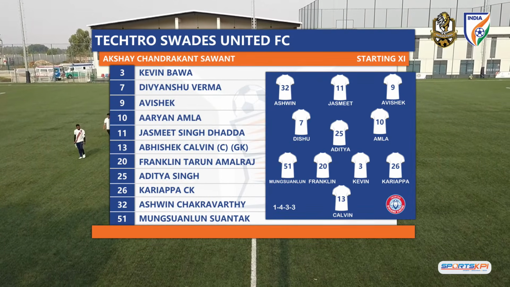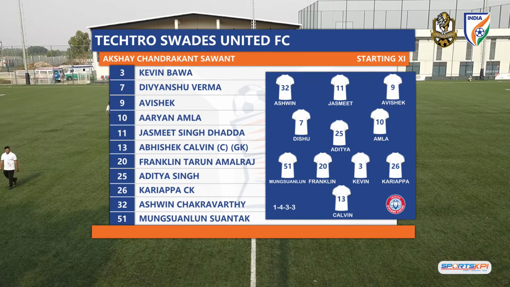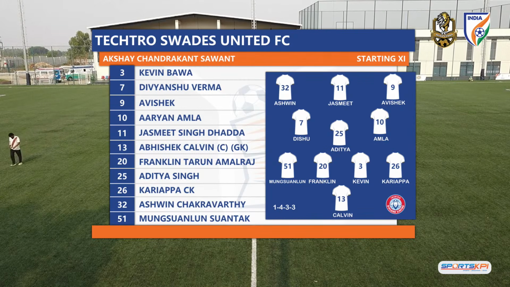On the other hand, Techtro Swades United FC is coached by Akshay Chandrakant Sawan. He has lined his team up in a 4-3-3 formation. Calvin under the bar, then Franklin, Kevin, Kariappa, and Mungulsan in the defense. Aditya, Hamla and Dishu starting in the midfield, while Ashwin, Jasmeet, Abhishek will be in the front.